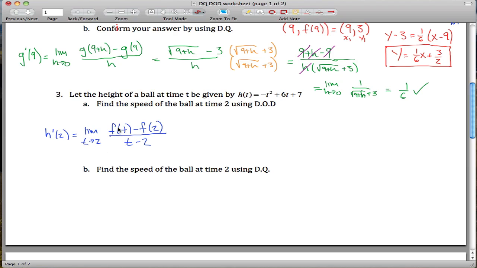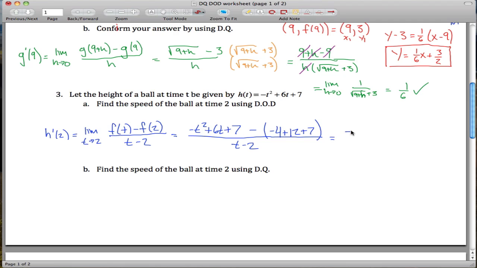Might be helpful to just change all these t's to x's if you're more comfortable with x's, but I'll do t's because that's what the function is here. f of t is negative t squared plus 6t plus 7. From that, I want to subtract f of 2. f of 2 is negative 4 plus 12 plus 7. If you stick in a 2 everywhere up here, negative 4 plus 12 plus 7. That is all divided by t minus 2.